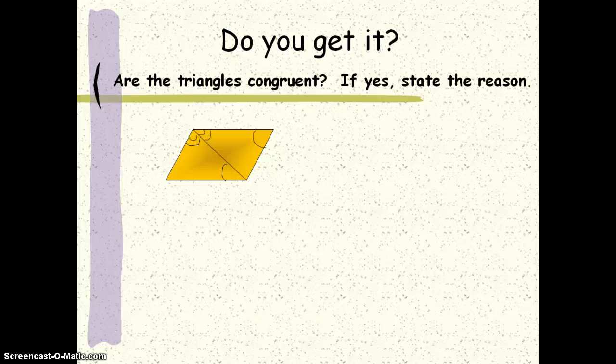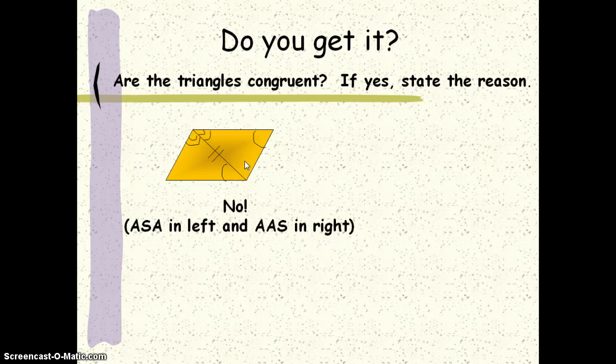So let's see if you understand what we're doing. Are the triangles congruent? If yes, state the theorem. So in this triangle, we only have two pieces of information right now. We have that these angles are congruent and that these angles are congruent. Our third piece of information is going to be that middle side is congruent to itself. So on the bottom triangle, we have angle, side, angle, and on the top triangle, we have angle, angle, side. Since we have two different theorems going on, we cannot say that these triangles are congruent. Let's look at the next one.